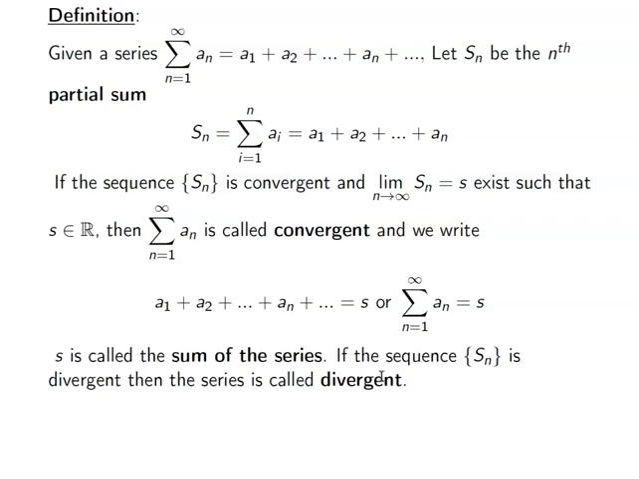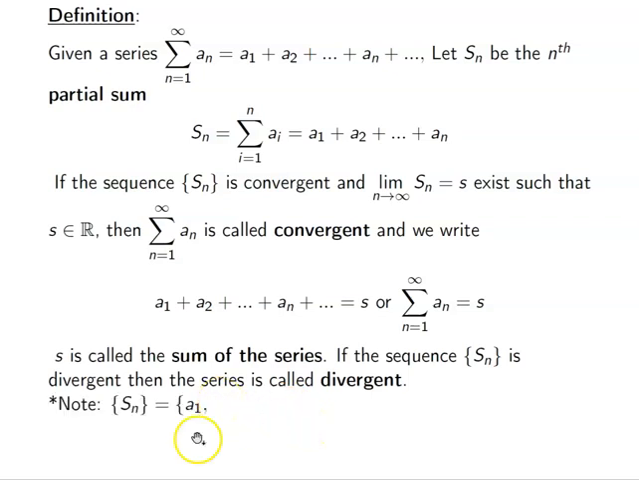If the sum of these values does not converge, then it's divergent. So if the sequence of partial sums diverges, meaning it doesn't get closer and closer to some value, then our series itself is called divergent.